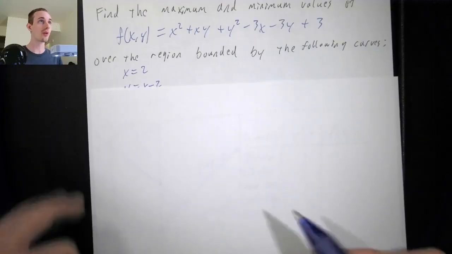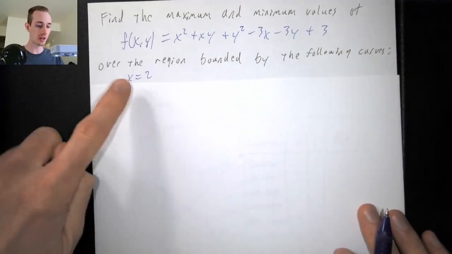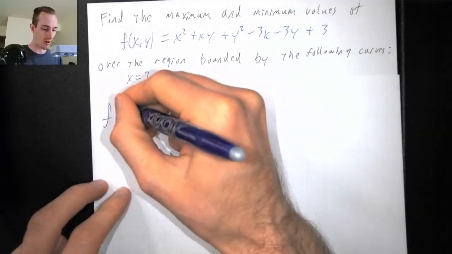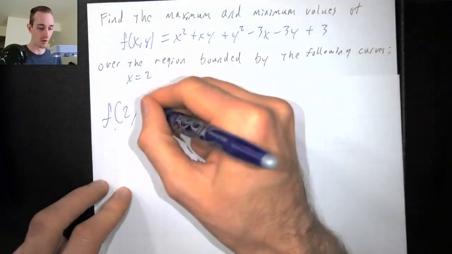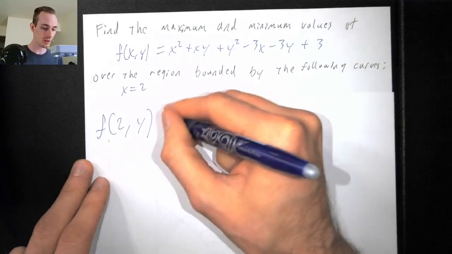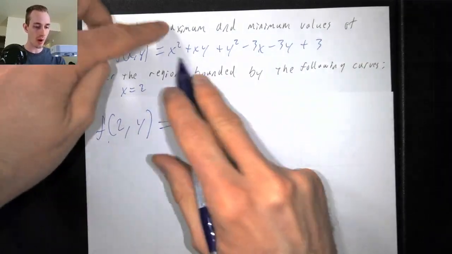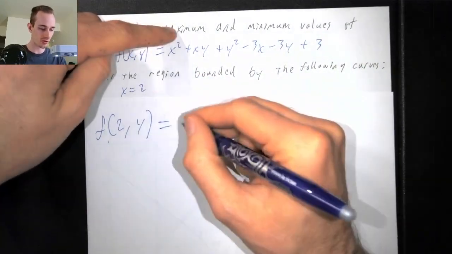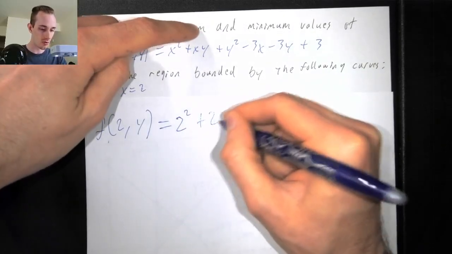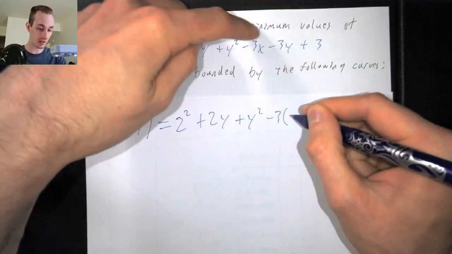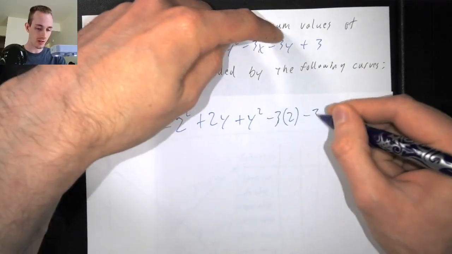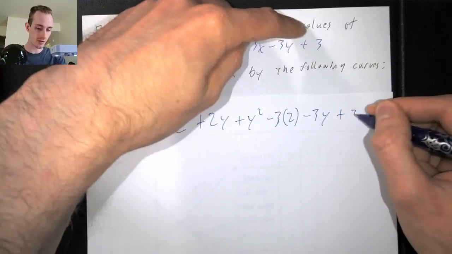I have the function right there, f of x, y, and I'm going to plug in x equals 2. So f of 2, comma, y, we don't know anything about y at the moment, so just y. So we'll say this equals, everywhere where x is, we can replace that with 2. So this will turn into 2 squared plus 2y plus y squared minus 3 times 2, minus 3y plus 3.